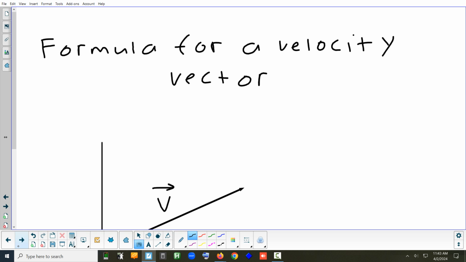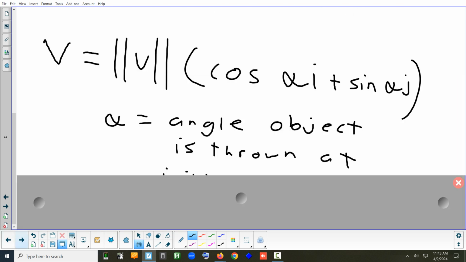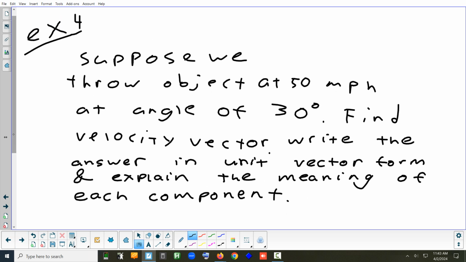All right. So I gave you guys the formula already. We did that. Okay, so let's try this one. We're throwing an object at 50 miles an hour, but at an angle of 30 degrees. I want to write that as a unit vector. And then once I get the unit vector, explain what each component means in this problem.